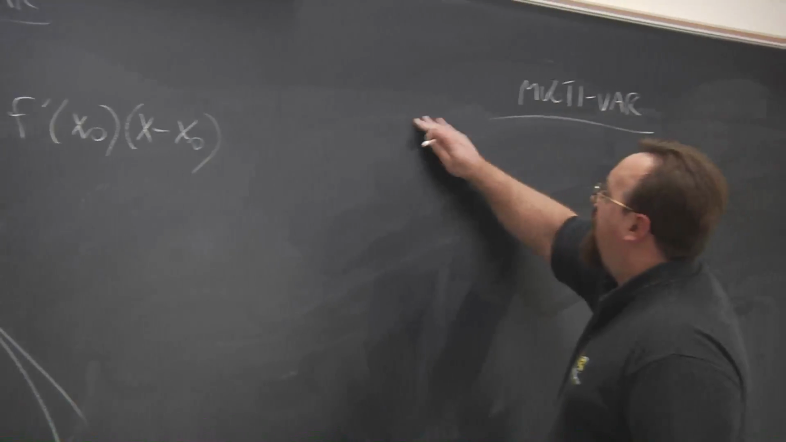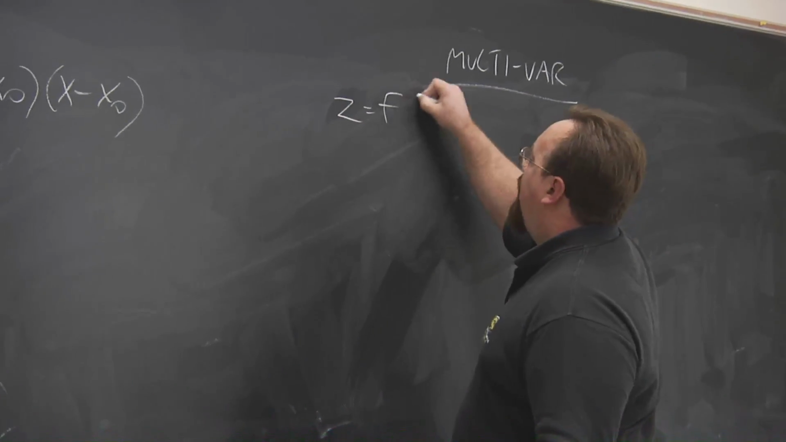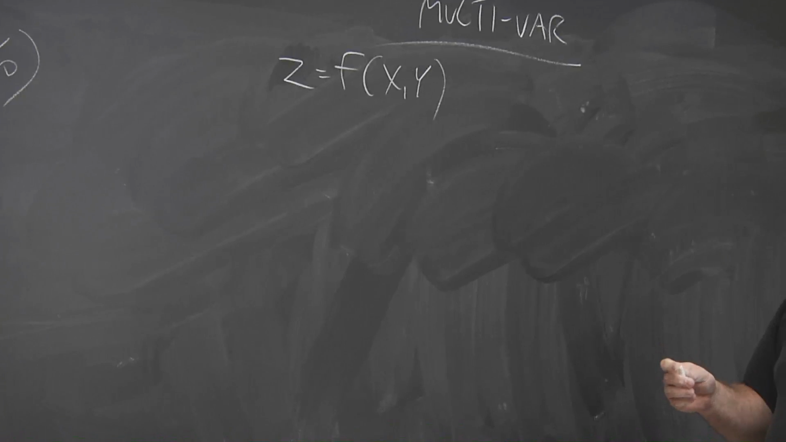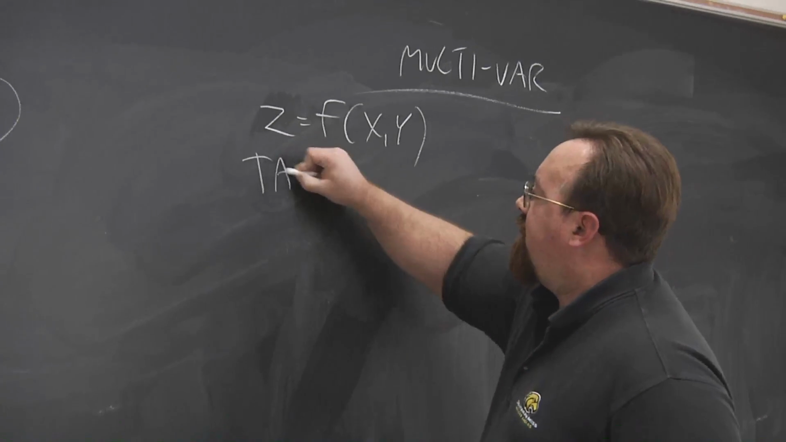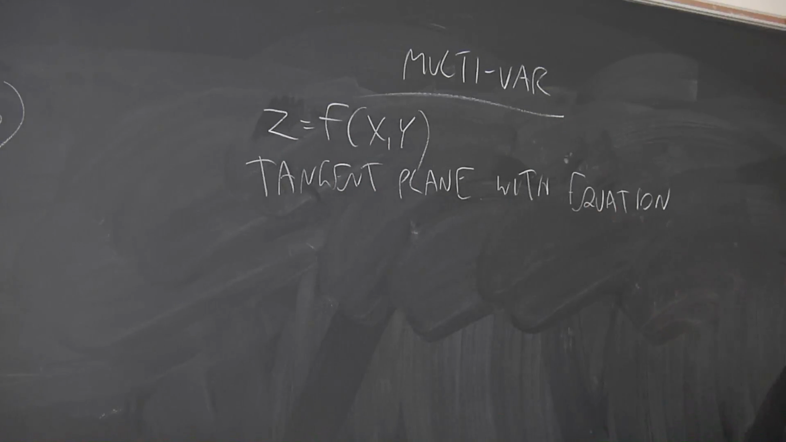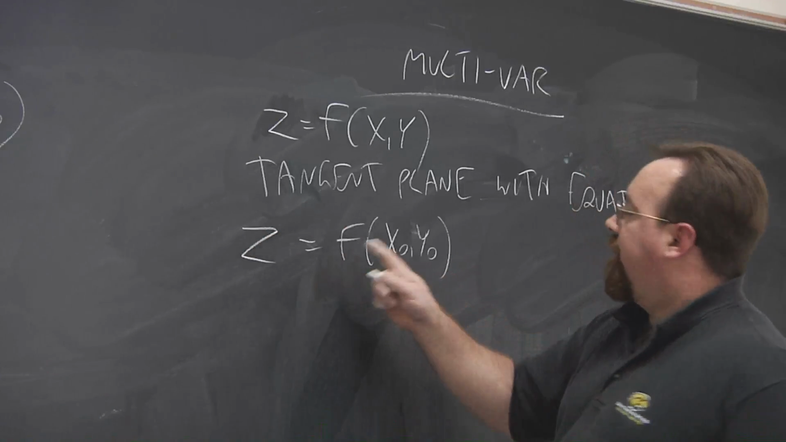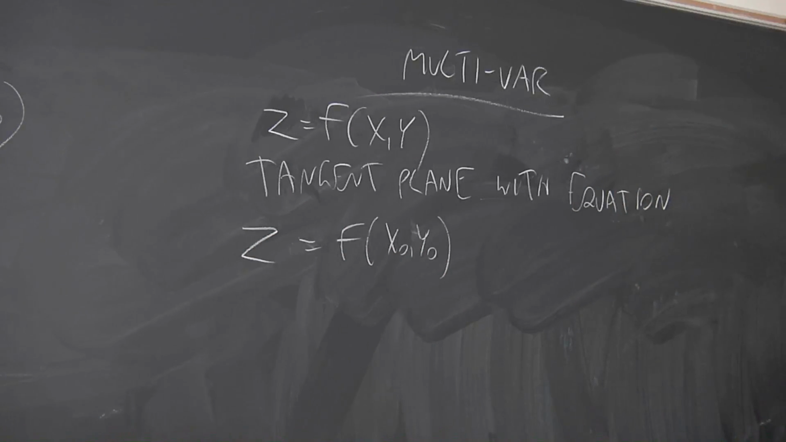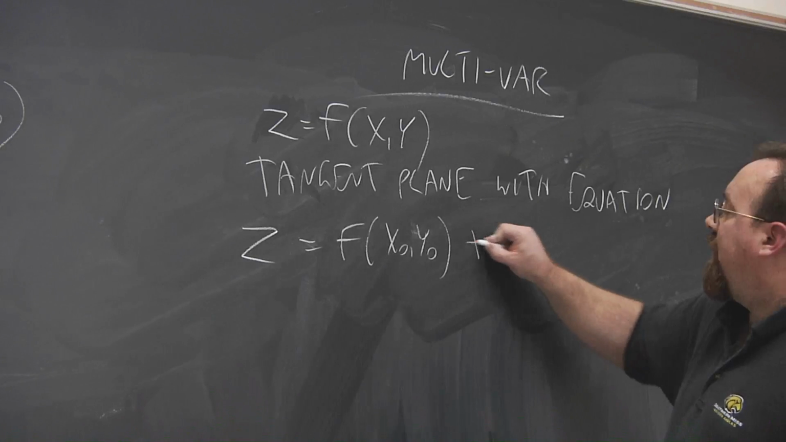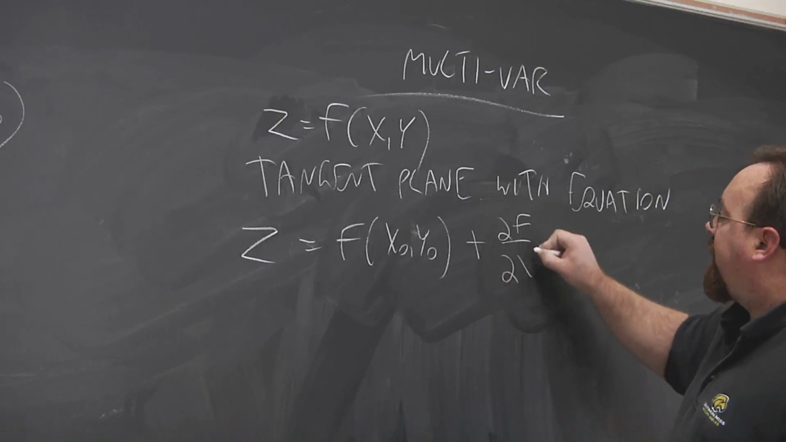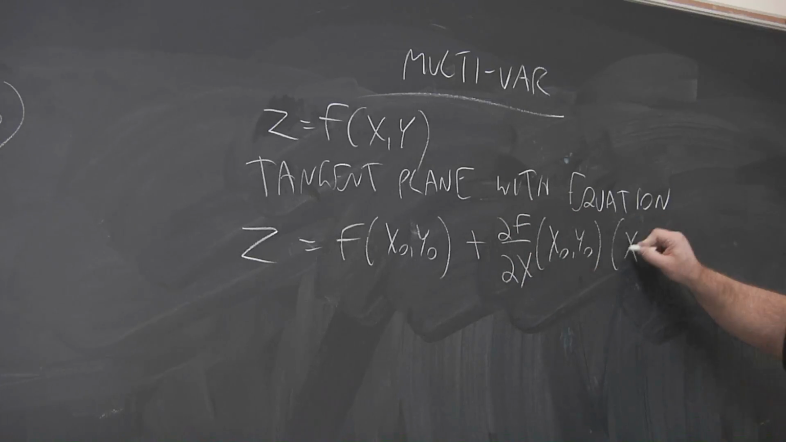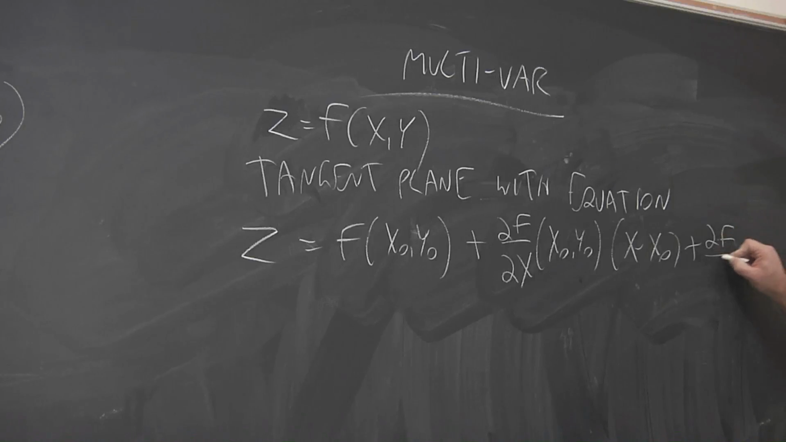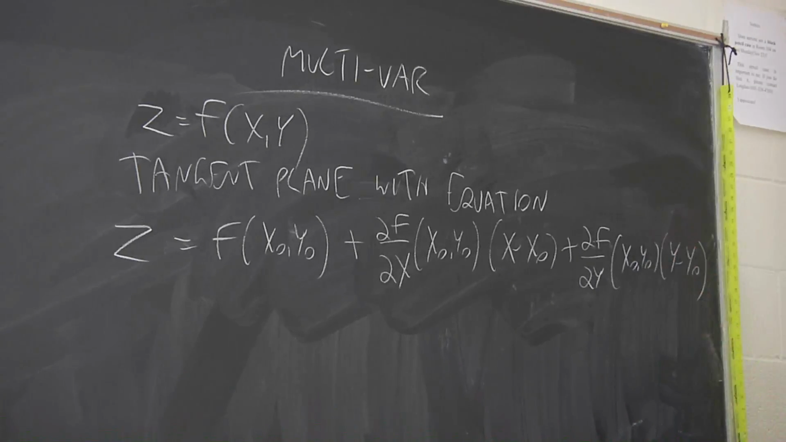Dealing with a function, say, of, let's just say two variables, z is equal to f of x, y. Now what we have is a tangent plane, and the equation is going to have a similar form to what we see from a tangent line. So z is equal to the value of the function at this point of tangency, x naught, y naught, plus the partial derivative of f with respect to x at this same point, times x minus x naught, plus the partial derivative with respect to y at this point, times y minus y naught.